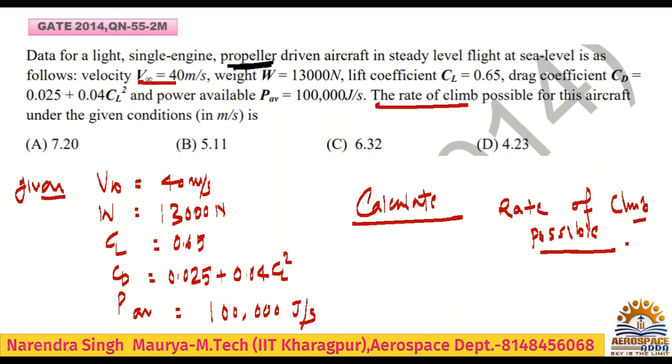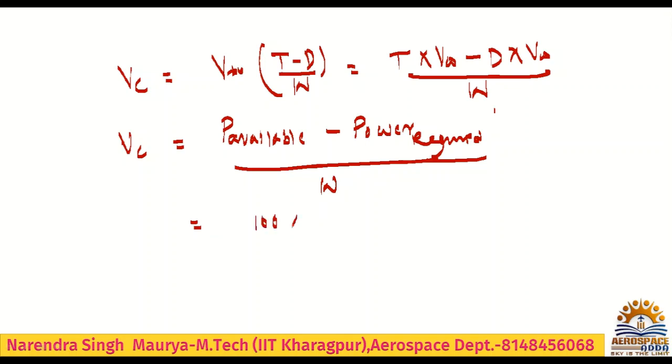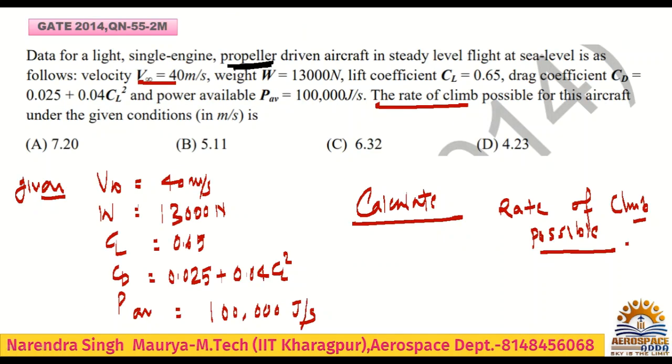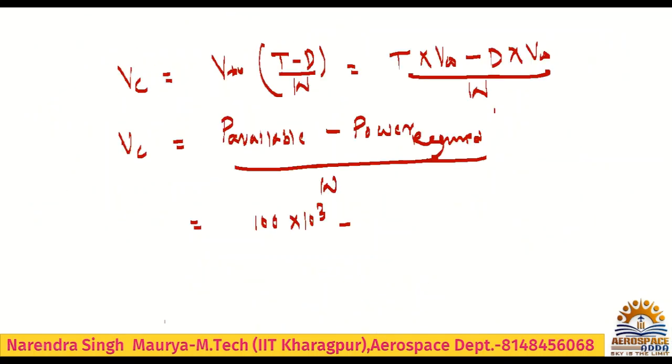Check, what is the power available? 100 into 10 to the power 3, minus what is the power required? Is it given or not? No, it is not given. We have to calculate it. How will we calculate? Anyway, this step I should remove because that data is not given. So we have to first calculate it.